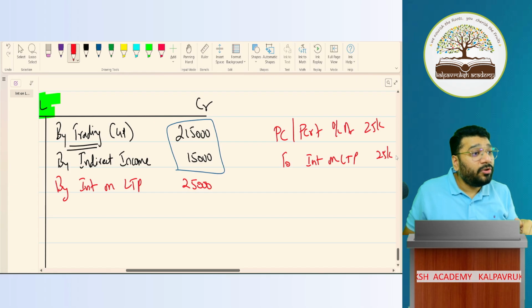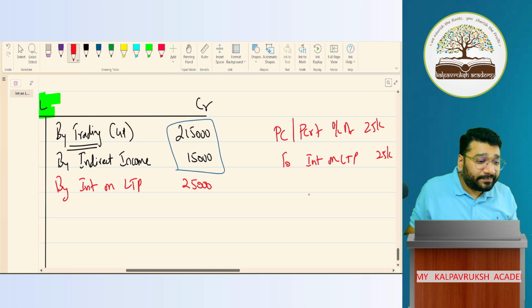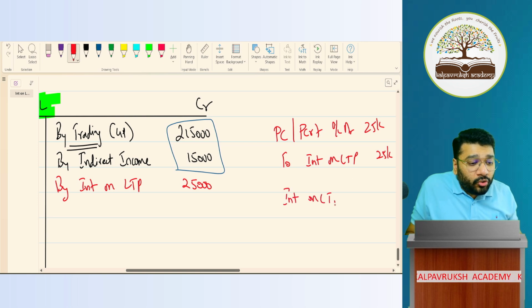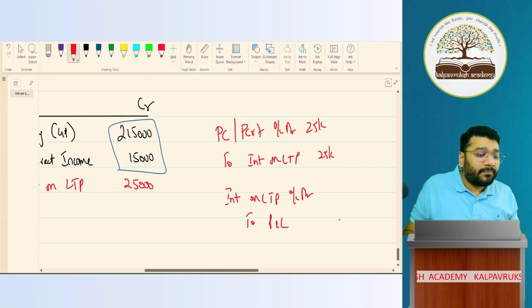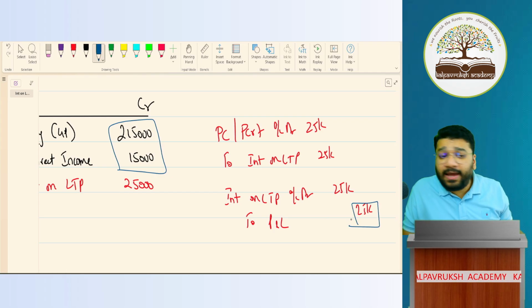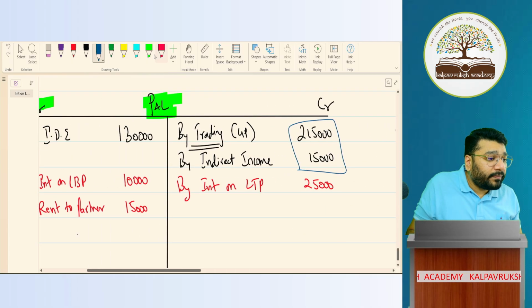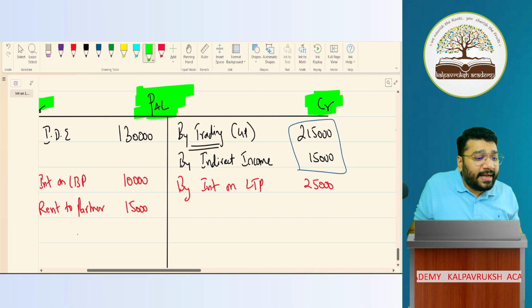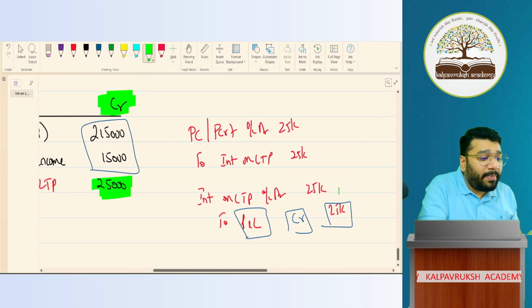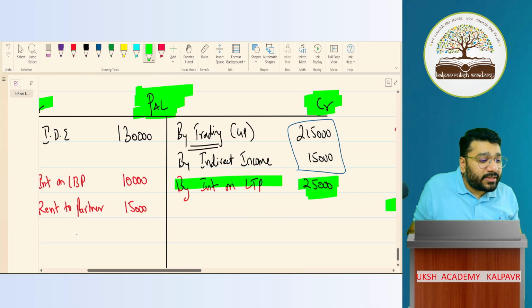Will it come? No. For that, what am I supposed to do? Pass a closing entry. So what is a closing entry? Interest on loan to partner account debit to P&L, 25,000. Now do the posting this way. Record 25,000 where? Credit side of P&L account. Who's the opposite party? By interest on loan to partner.